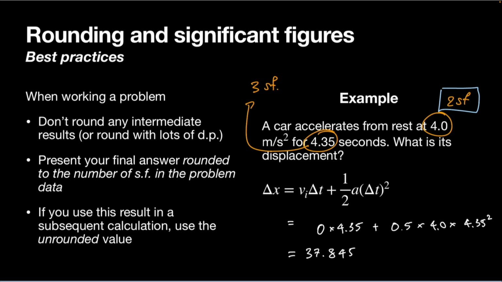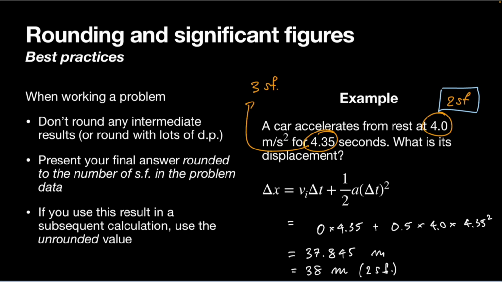But then when I'm presenting my final answer here, I would present it to two significant figures, because that is the smallest number of significant figures I've been given in my data. So that means I'd round this to 38 meters. And you might just indicate that you have presented this to two significant figures. That's the other way we can be explicit about the number of digits. We can literally say how many significant figures there are to avoid any confusion.